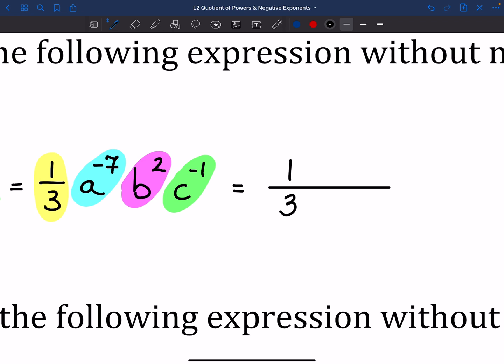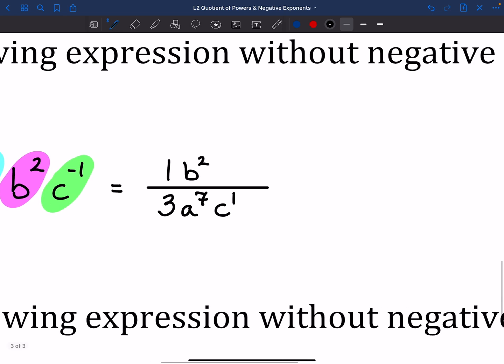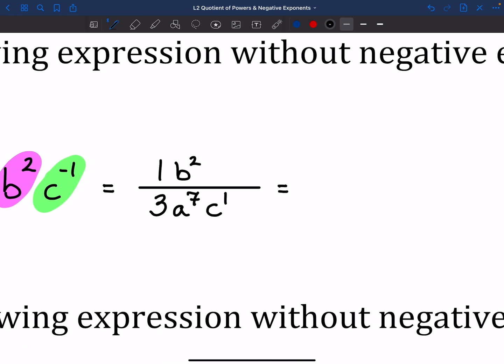When we have a to the negative 7th, I know that that should go to the bottom, and that 7 should become positive. When I have b to the positive 2, that's fine. Keep it up top. And then when I have c to the negative 1, that negative is telling me that I need to put it on the bottom, and it's just to the first power. The positive 1. So where we're at right now, you could leave your answer right like that. That's not incorrect. We can simplify it a little bit more, if we wanted to be real picky.